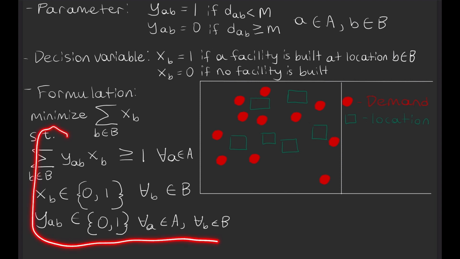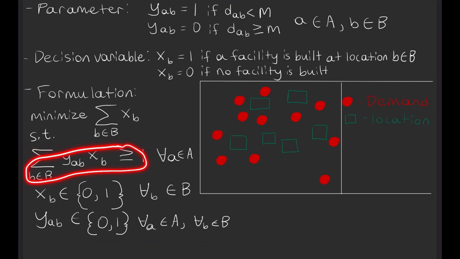Next, we have our constraints. This summation right here means that among all the possible facilities being built, at least one facility must be built to cover a specific demand at node A. In other words, at least one distance between one of the built facilities and the demand has to be less than m, which is the maximum distance allowed. So at demand A, at least one facility must cover the demand within distance m.